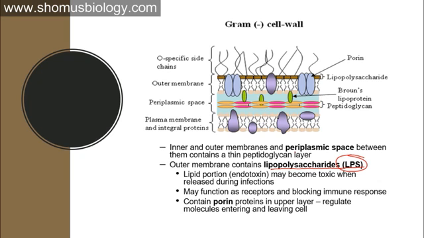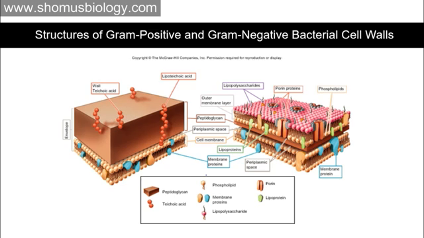The lipid portion is known as endotoxin and may become toxic when released during infections, while it may also function as a reporter and block immune responses. They also contain porin proteins in the upper layer that regulate the molecules entering and leaving the cell. So if you look at the picture very clearly now, it shows the contrast between the gram-positive cell wall and the gram-negative cell wall. Gram-positive bacterial capsule layer outside, and gram-negative bacterial capsule layer outside.